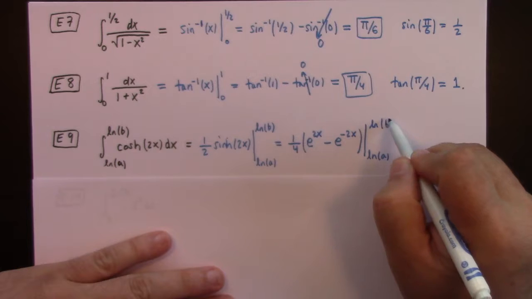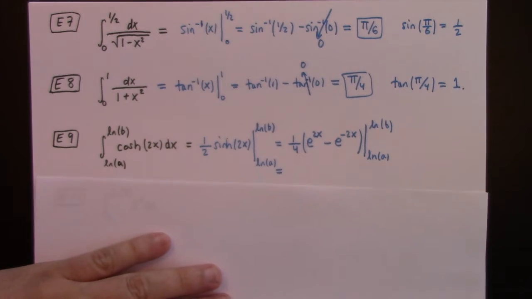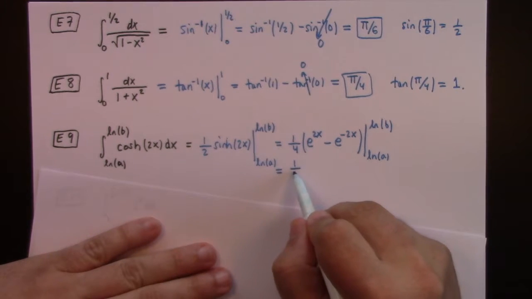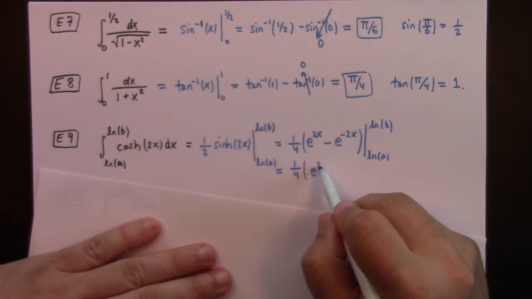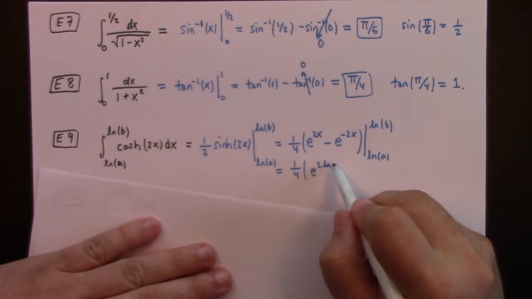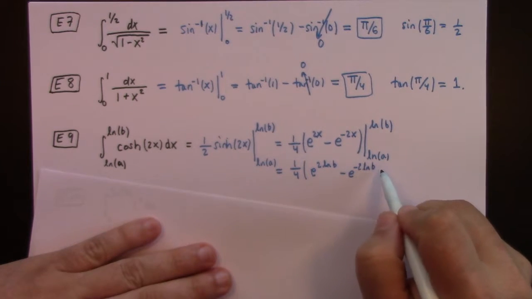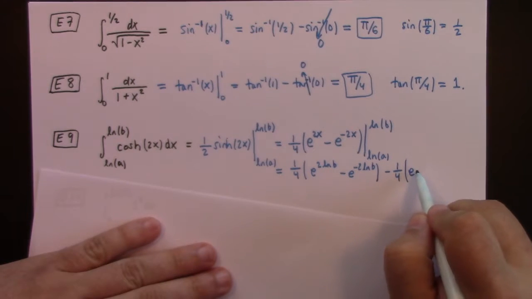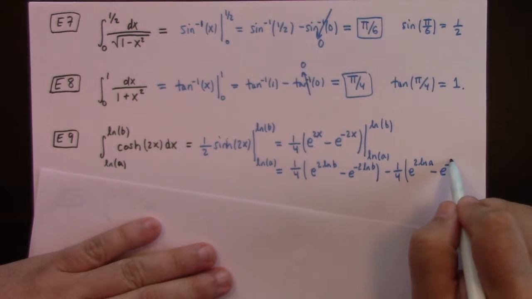Alright, so what is that? Well, that is equal to 1/4 of, let's see here, e to the 2 log b minus e to the minus 2 log b, minus 1/4 of e to the 2 log a minus e to the minus 2 log a.